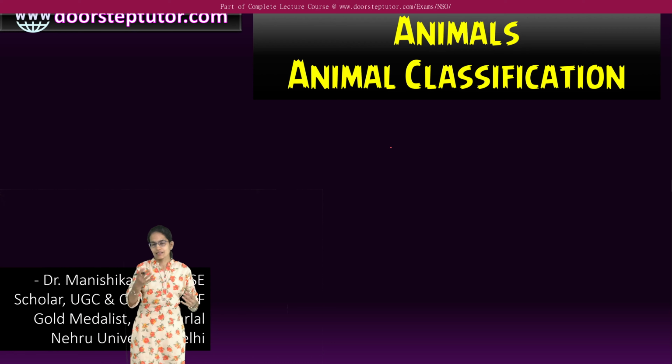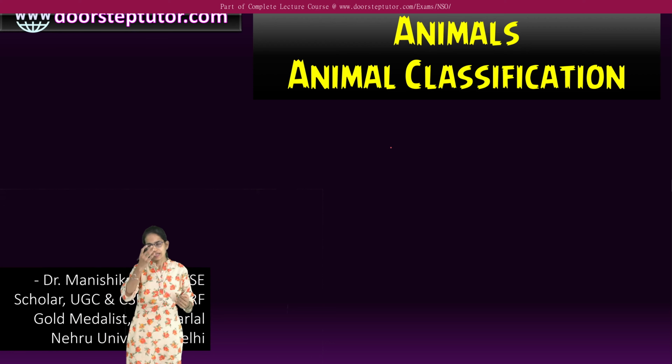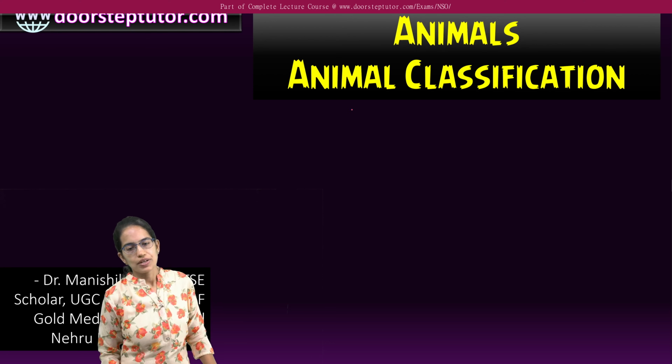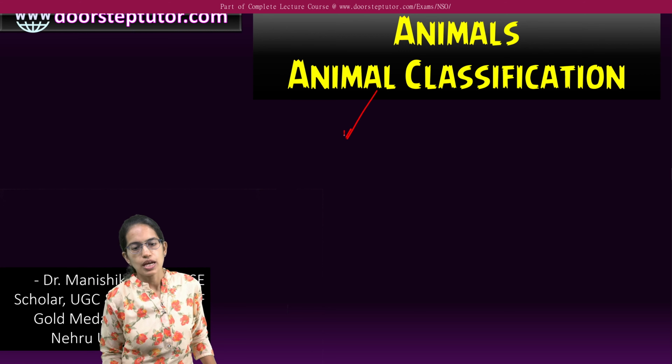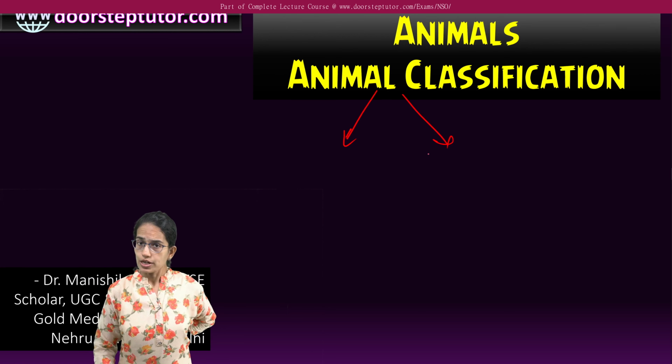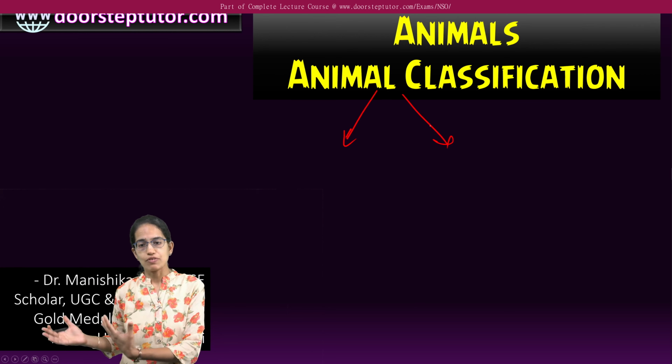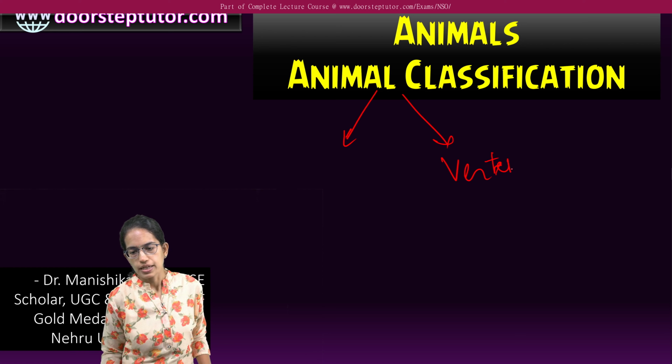Let's do quickly a brief introduction about animal classification. Detailed animal classification we'll definitely cover separately. Now when we are classifying animals, we classify those under either those which do not have a backbone versus those which have a backbone. So those which have a backbone are known as vertebrates, and those which do not have a bone are called invertebrates.